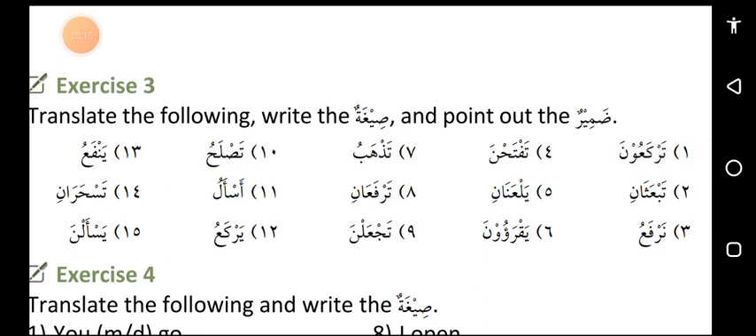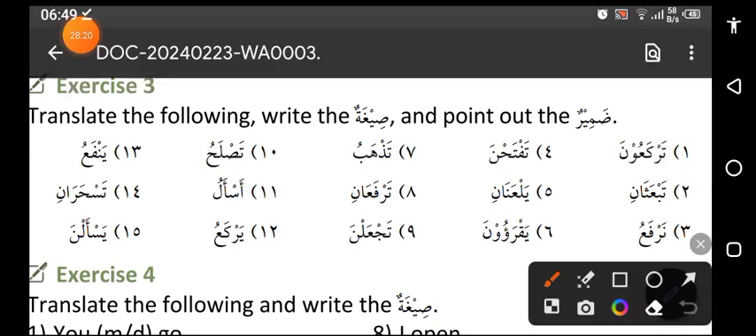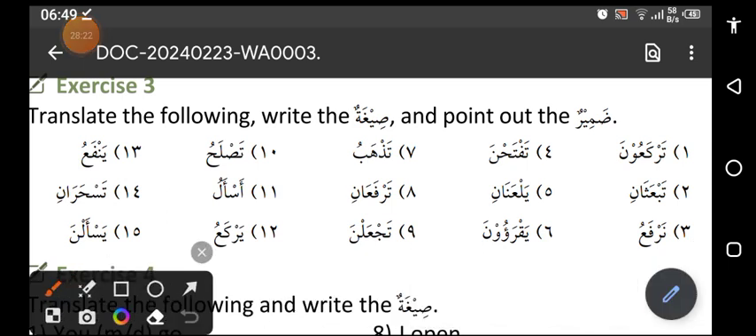Now you have to translate it. So sigha number 9. Always first determine the sigha, which sigha is it. Then it's easy to translate. Tarfa'una, because it has a una at the end, it means you all, and then rafa and ain means elevate. You all elevate.